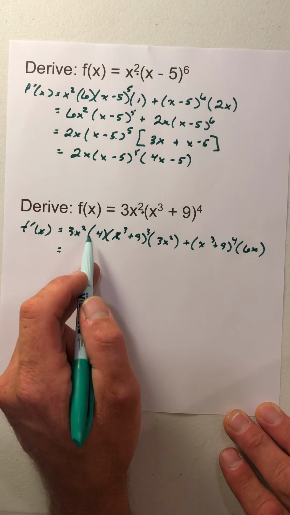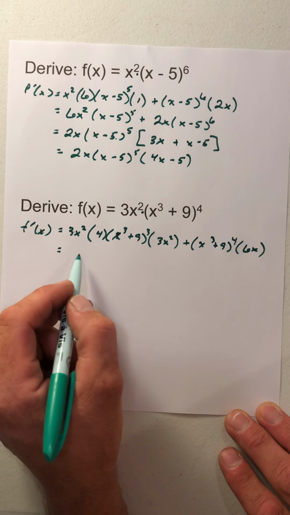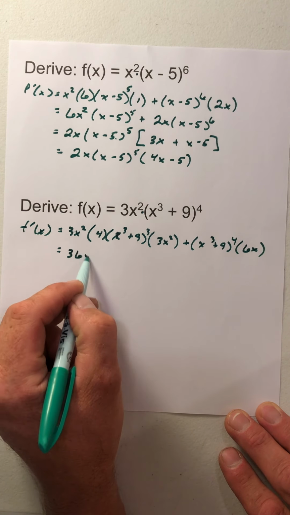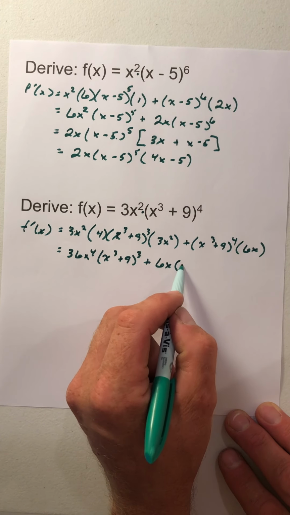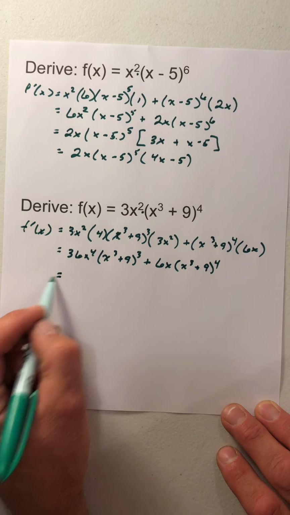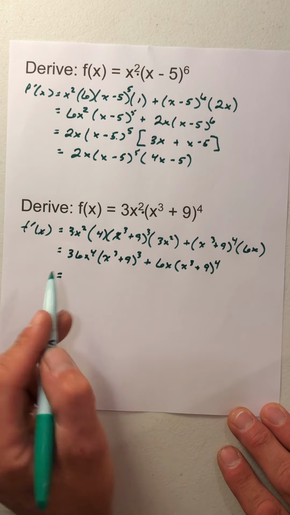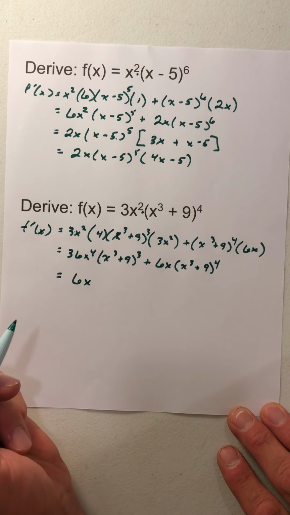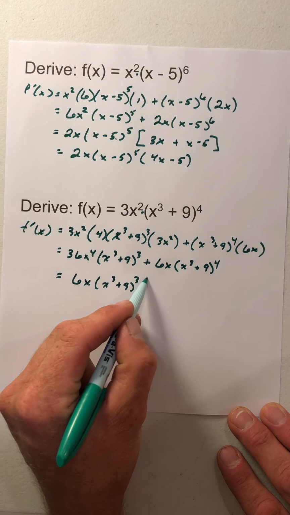Cleaning this up, we have 3x squared, we have 4, and another 3x squared. So that gives us 9, and 4 gives us 36x to the fourth, and then (x to the third plus 9) to the third. So again, we're not going to do a whole lot with that last part. Put our monomial first, and then our binomials to make it pleasing to the eye. All right, so 36x to the fourth and 6x, we can factor out a 6x. That's our GCF. And then (x to the third plus 9) to the third.